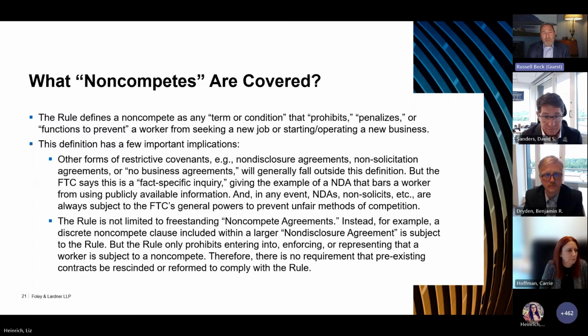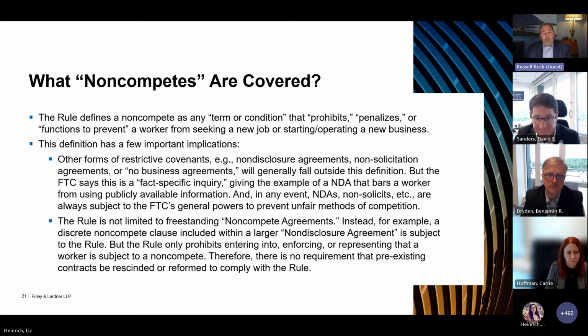All right, so what non-competes are covered? What agreements are we talking about? Traditionally, we talk about non-competes. We're thinking about agreements that say you may not work for a competitor within a certain geographic area, doing certain roles, for a certain amount of time. And those are absolutely prohibited by the rule. It has to be any term or condition, and it's really a term or condition of employment, and employment is defined very broadly as well. I think we're going to get to that issue in a little bit.